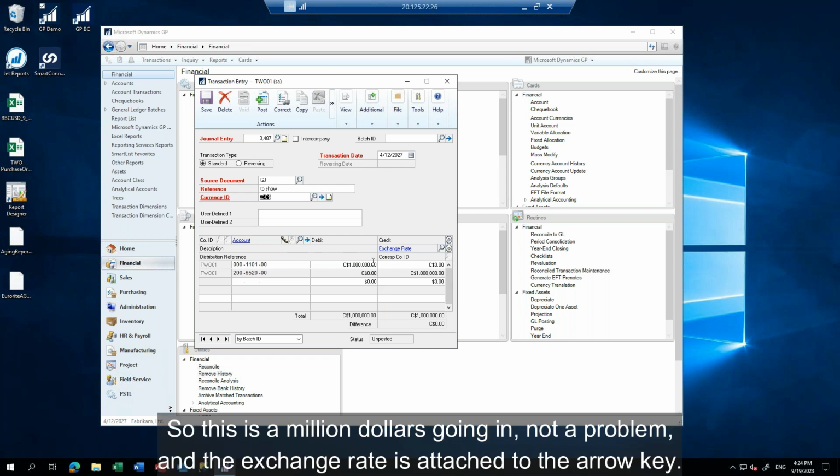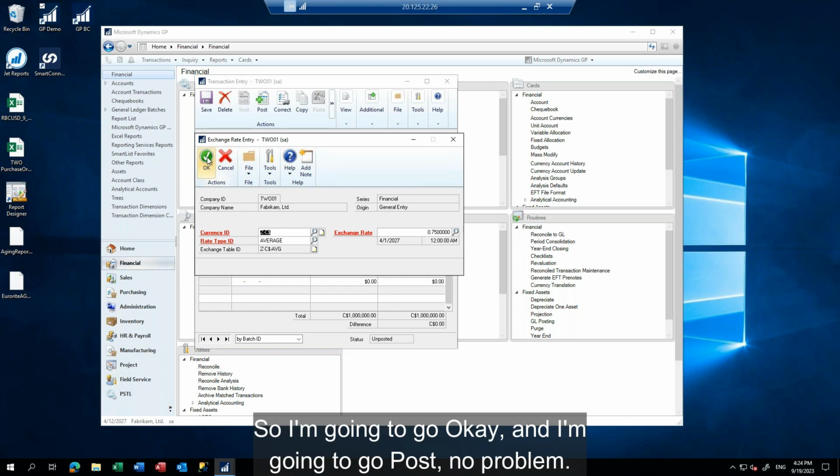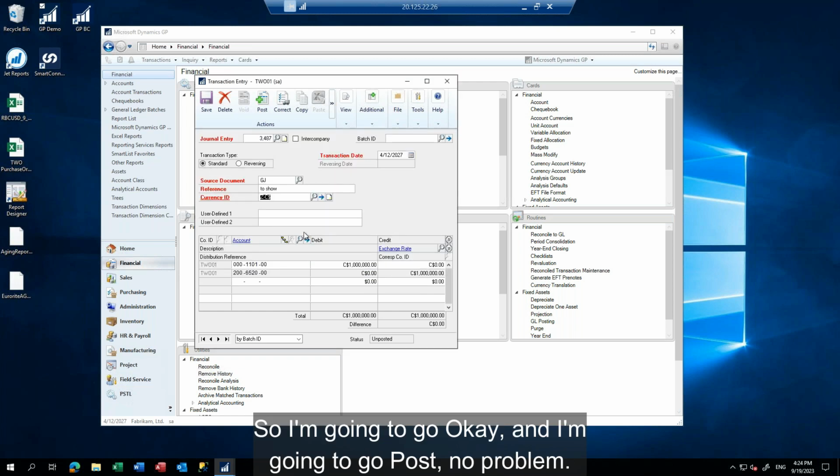So this is $1 million going in, not a problem. And the exchange rate is attached to the arrow key. So inside here, I'm putting it in at 0.75. So I'm going to go OK. And I'm going to go post. No problem.